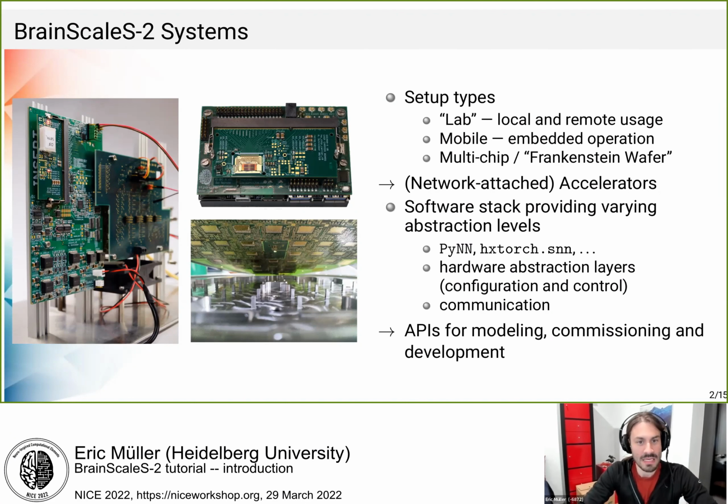Our software stack provides varying abstraction levels. So there's the high level stuff like PyNN or PyNN, it's pronounced PyNN, sorry, which is a Python-based API that is popular in the computational neurosciences, I think. We also have something which is called hxtorch.snn, which is our extension for PyTorch, and it provides a particular layer that allows us to model spiking neural networks with it.